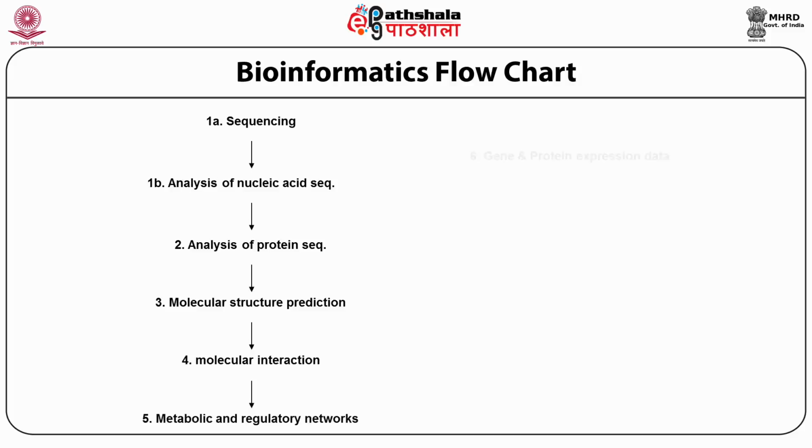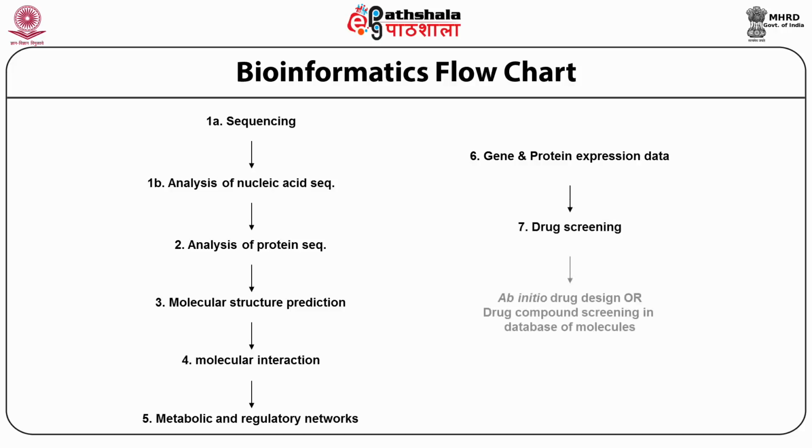Then gene and protein expression data can also help to show at what stage this kind of protein or gene is expressed more. Then it can be used for drug screening, like ab initio drug design or drug compound screening databases, and for genetic variability. So combining all these methods can give you a better idea about comparative genomics, function prediction and genome similarity, and the basic concept of comparative genomics lies under these tools.